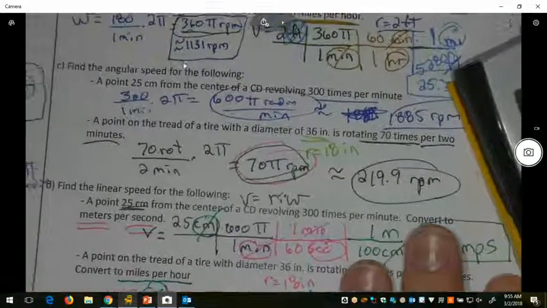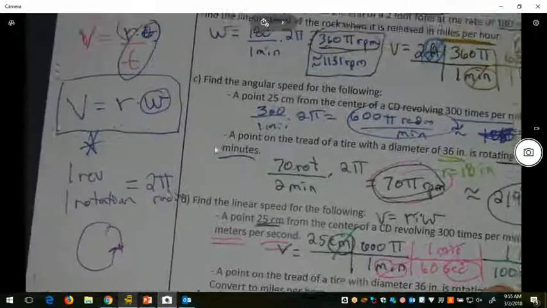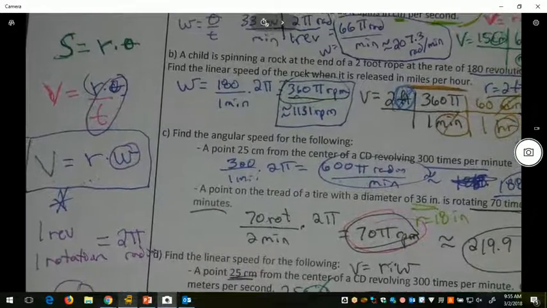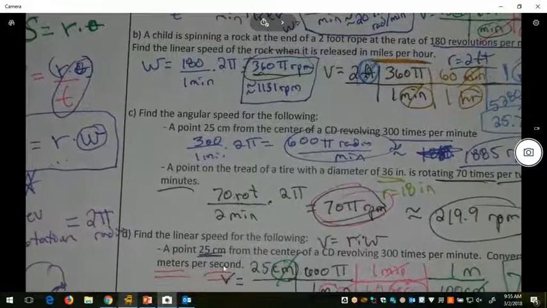You have a worksheet that matches to this. You will have to do unit conversions where you need to find angular and linear speed first.